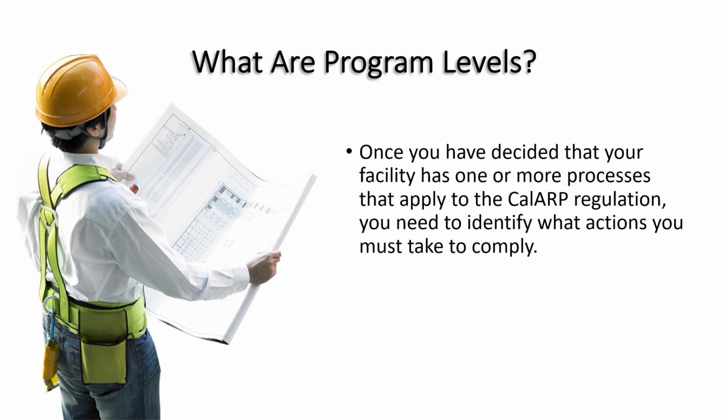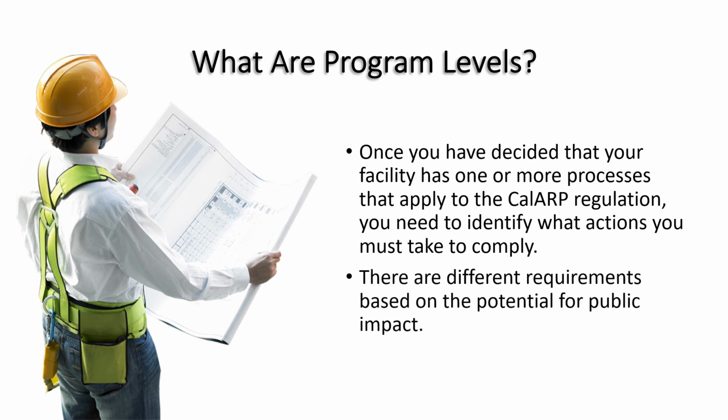Once you've decided that your facility does have one or more processes that apply to the CalARP regulation, you need to identify what actions you must take to be in compliance. There are different requirements based on the potential for public impact and also the level of effort that would be needed to prevent accidents. The CalARP regulation has set 3 levels of requirements that apply to covered processes, and those are programs 1 through 3.